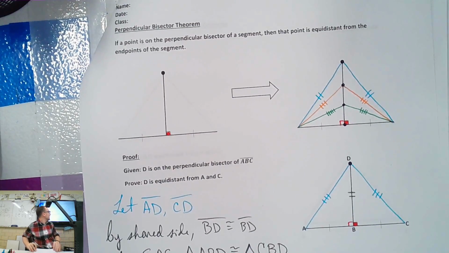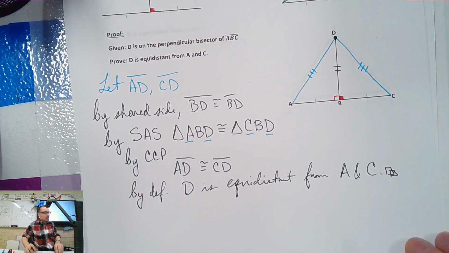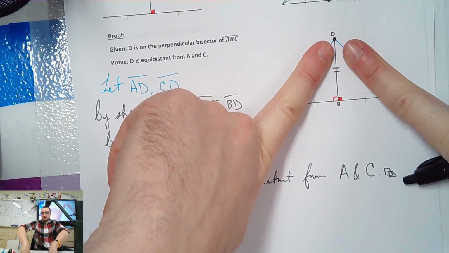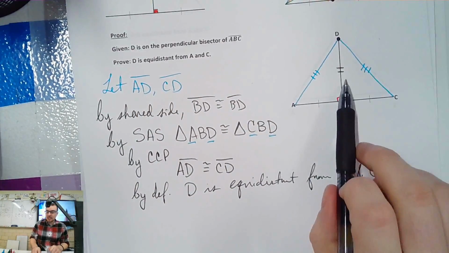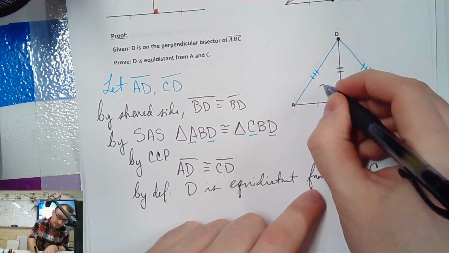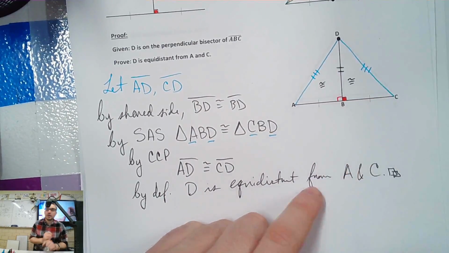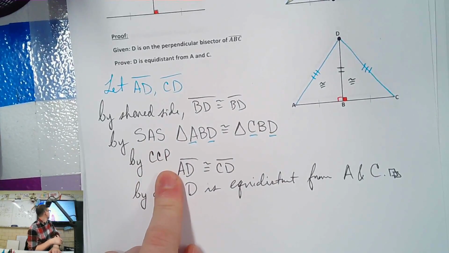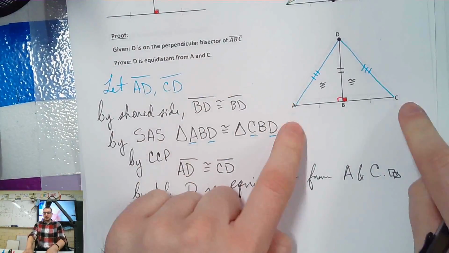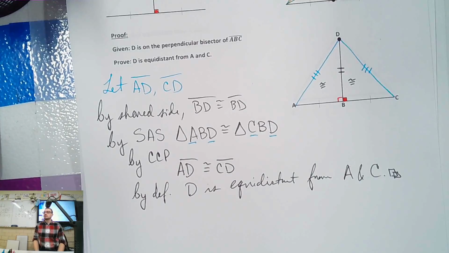So we proved that yesterday. We were given this, right? A perpendicular bisector. And we said, look, shared side, side angle side, triangles are congruent. And if the triangles are congruent, then by CPCTC, these sides are congruent. So yeah, D is equidistant from A and C, right? So this is true for any point on a perpendicular bisector.